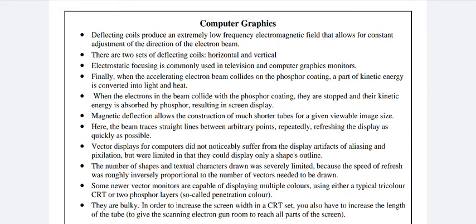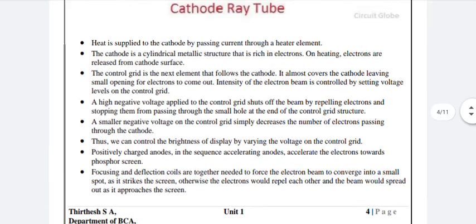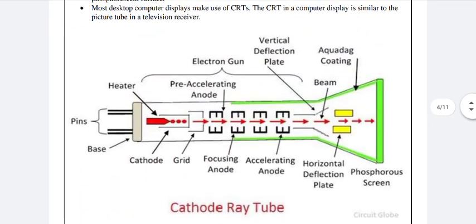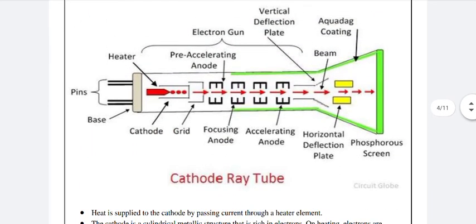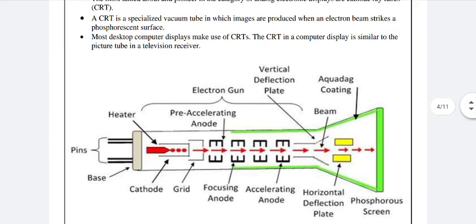And when an accelerated electron beam collides with the phosphorus-coated screen, what I showed you here, it will release two things: one is light and the second is heat. The heat is absorbed by the phosphorus screen and then an image is displayed. This is how a cathode ray tube works.